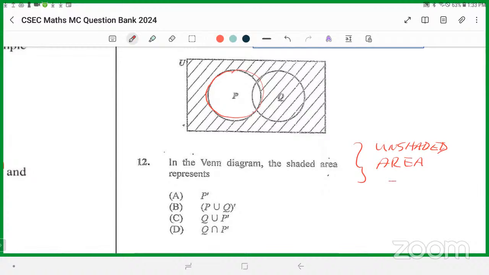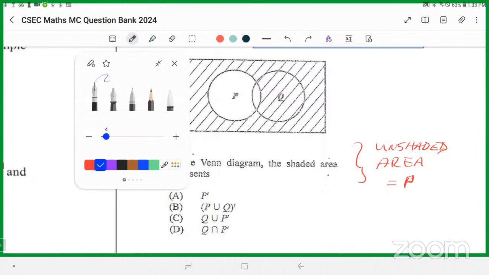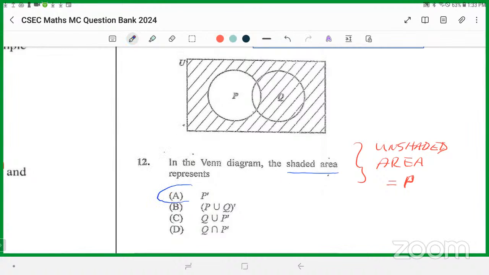Equals P. Set P. But now they ask for the shaded area, so it's a complement of P. Because the shaded area is everything outside of P. So this is the answer. Shaded area is a complement of P. Everything outside of P.